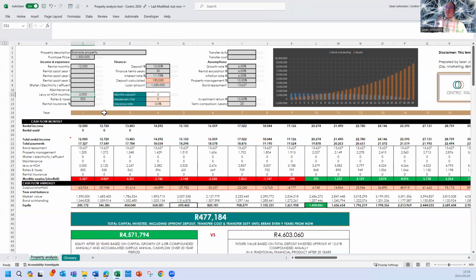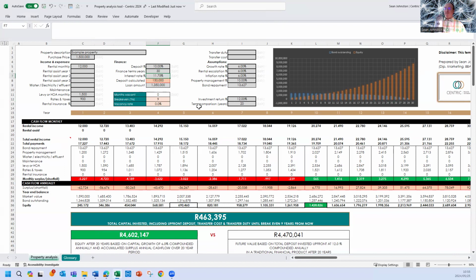The HOA or levy, depending on if it's in a secured development, sectional title, or if it's plot and plan. Let's actually make it a bit easier and say 1,500. Obviously it depends on location. Let's say the rates is 900. And now we can factor in the deposit of 10%, the finance term of 30 years, that's the maximum one can get, and let's work on prime.